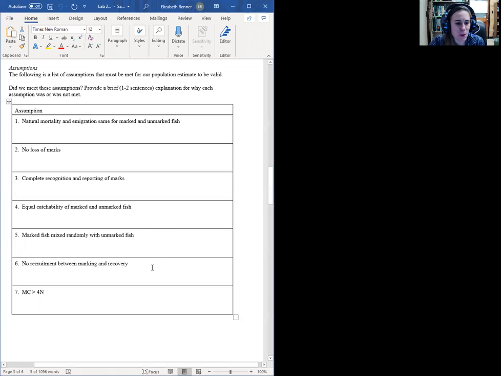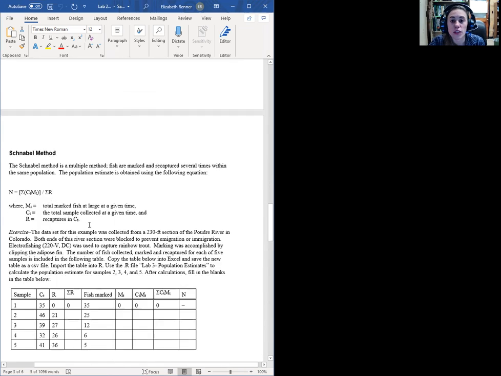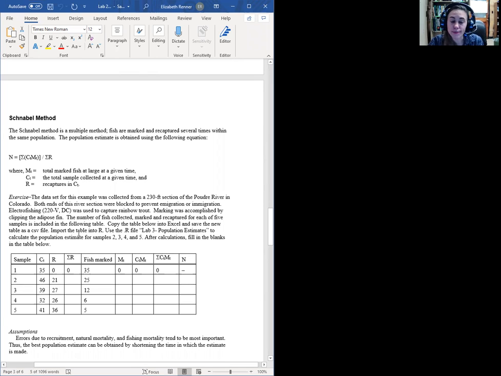To use that example. And then finally, we assume that there's no recruitment in between the marking and then the recovery, or like when you recapture them. And then also just this relationship of M times C is always greater than 4N. And if it doesn't meet that assumption, then that's not valid.